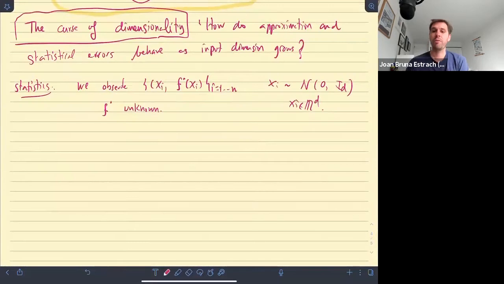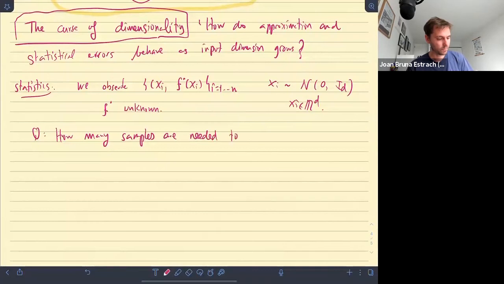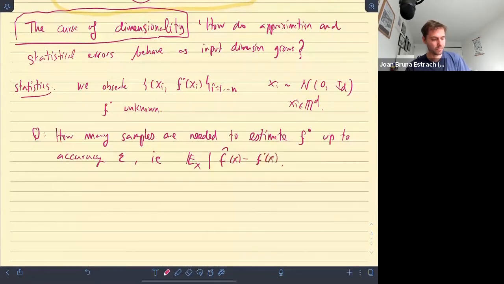So now we are really in the business of the question I ask. It's a classical question in statistics: how many samples are needed to estimate f star up to accuracy? Let's just fix something very simple as the loss function, which is a mean square error. This is what's called, in statistical terms, the sample complexity.